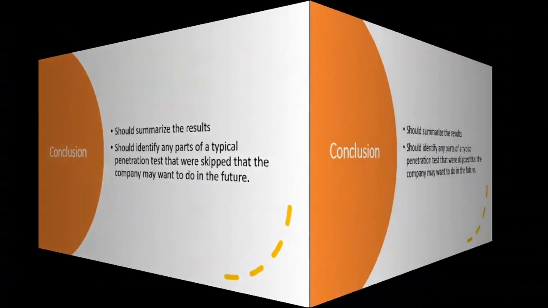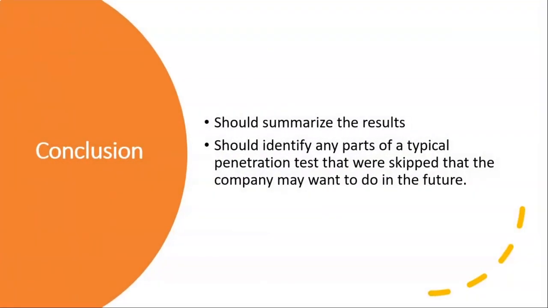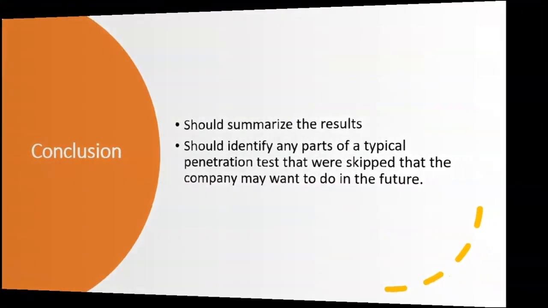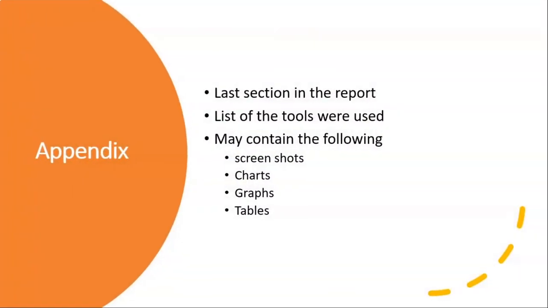The last required section of the report will be the conclusion. Here you can summarize the results and identify any parts of a typical penetration test that were skipped and that the company may want to do in the future. Some reports, depending on the size, can have an appendix. And here you can list the tools that were used.